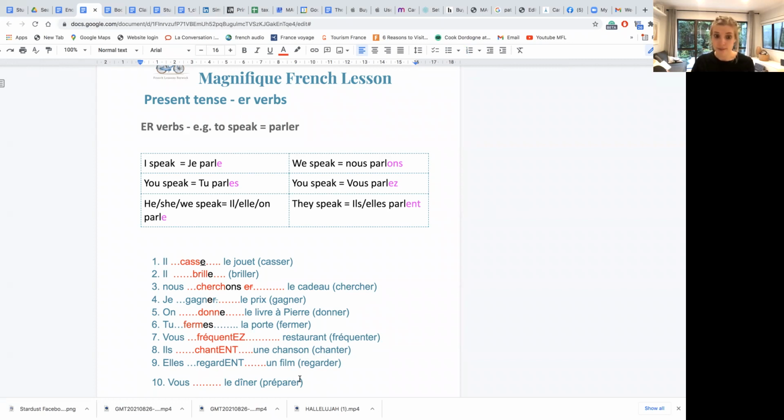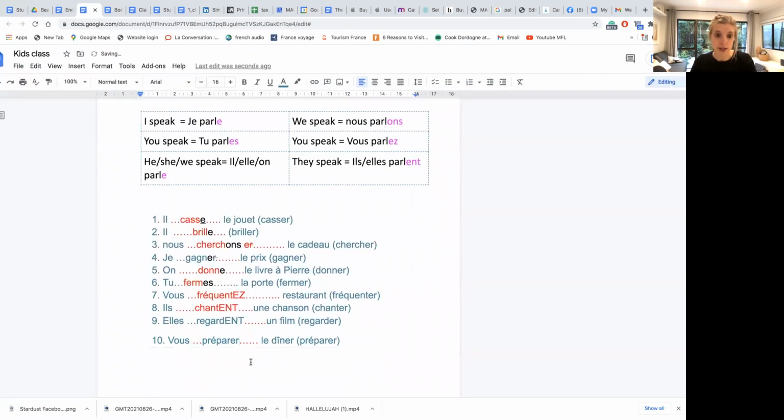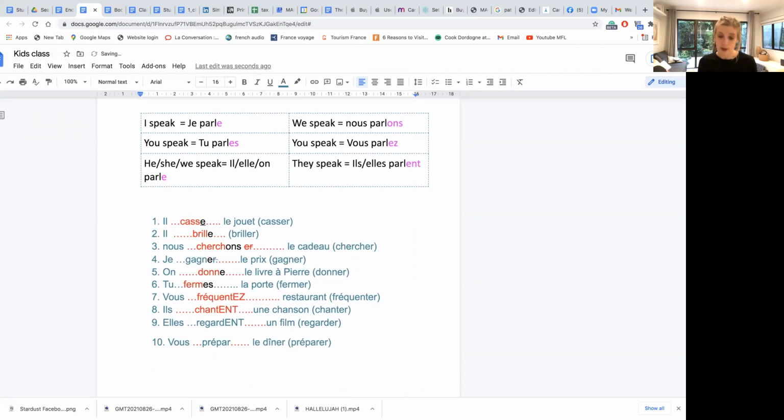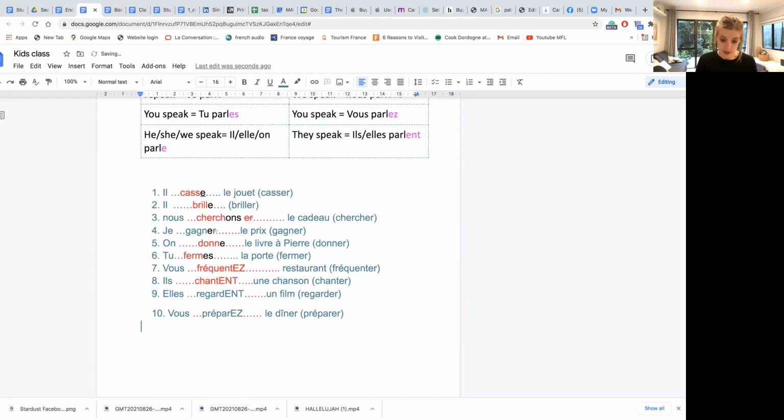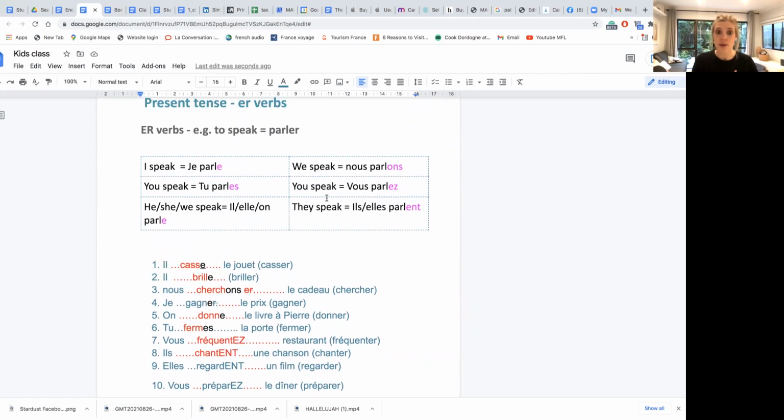And then the last one, vous. So we've got préparer. And so I'll take this word, and you know that if it's vous, we're going to remove the ER, and we're going to add back the EZ. Because look up here, vous, EZ. Voila. The purpose of doing this is that you make the verbs usable, because parler means to speak. So you can't do this. You can't say je parle, because that's I to speak. We just want to say I speak, which is why we need to learn this pattern.